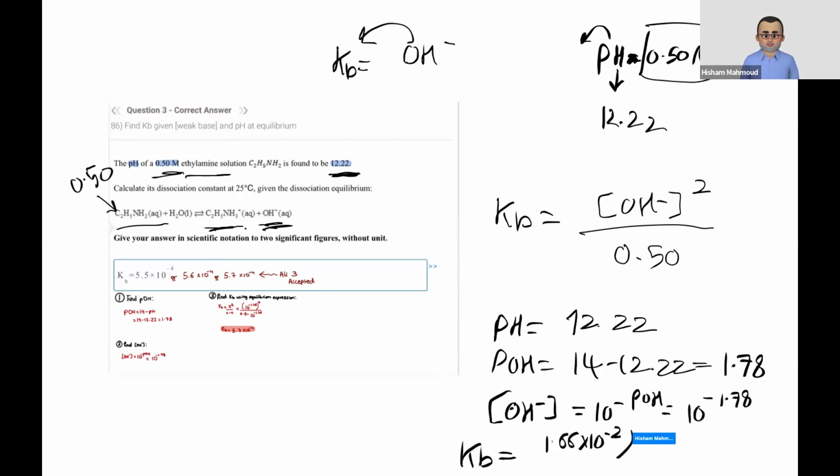then squared. Y squared, we said it's equal to the concentration of the base squared divided by the initial concentration 0.50. That's the answer, which is equal to 5.5 multiplied by 10 to the power of negative 4.